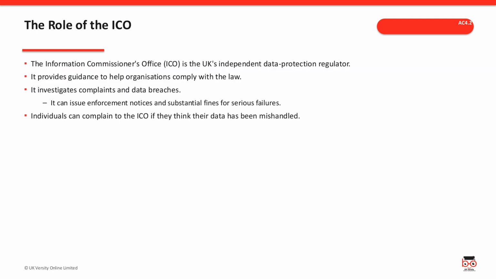Let's look at the Information Commissioner's Office, or ICO, the UK's independent data protection regulator. It publishes guidance to help organizations comply with the law, and it investigates both complaints and data breaches when they arise. Where there are serious failures, it can issue enforcement notices and substantial fines. And it works both ways, because if you believe your own data has been mishandled, you can make a complaint to the ICO yourself. It's the referee that keeps data protection meaningful.